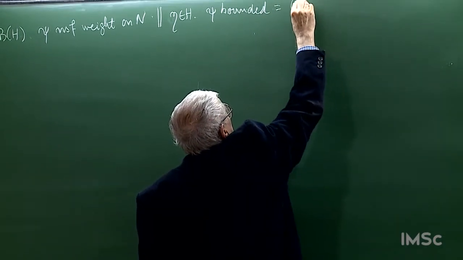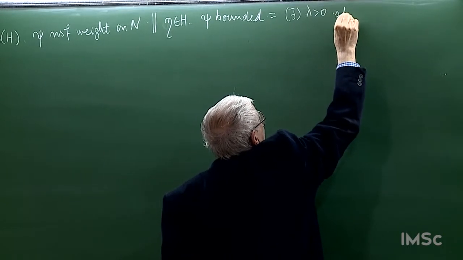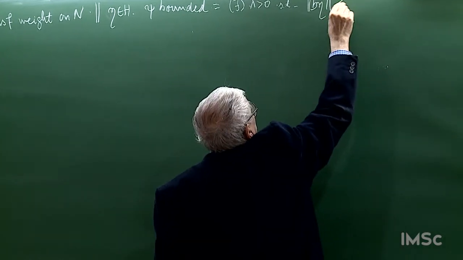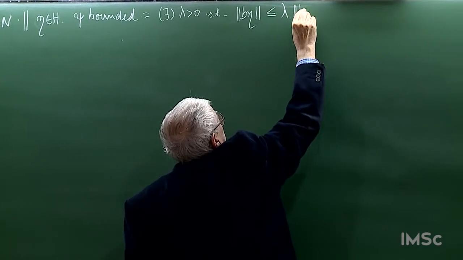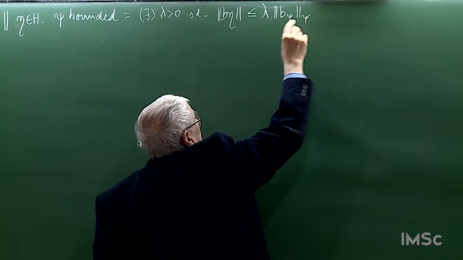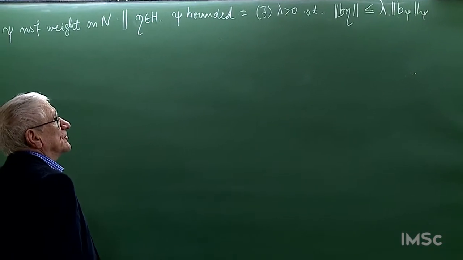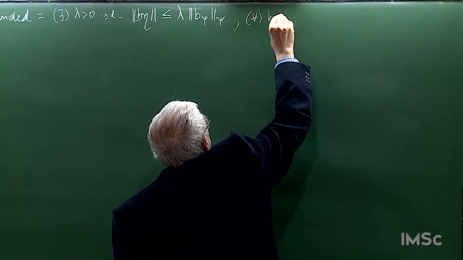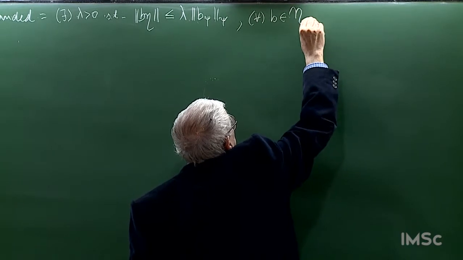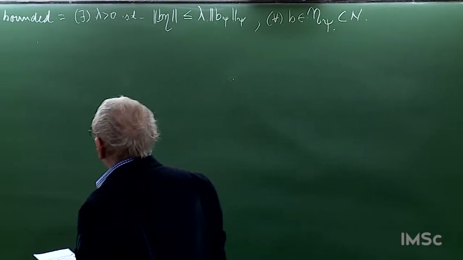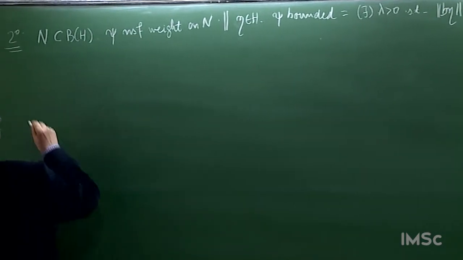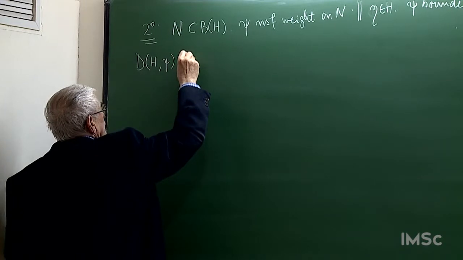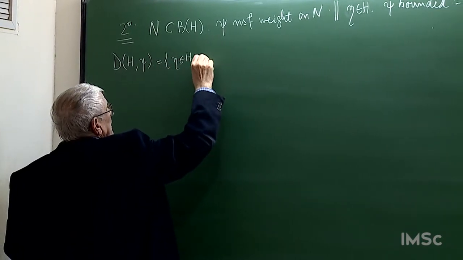It means that there is a lambda positive such that you have norm of B eta is less than lambda times the norm of B_psi, in the standard representation, the GNS representation, and this is valid for every B in N_psi in N. Okay, now we will denote by D(H,psi) the set of all eta in H which are psi-bounded.